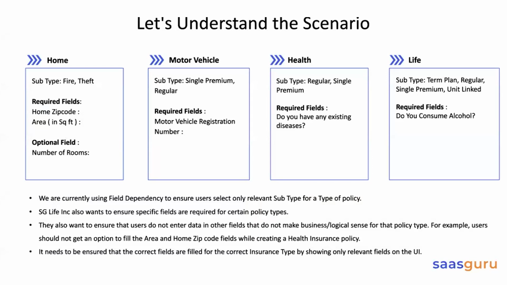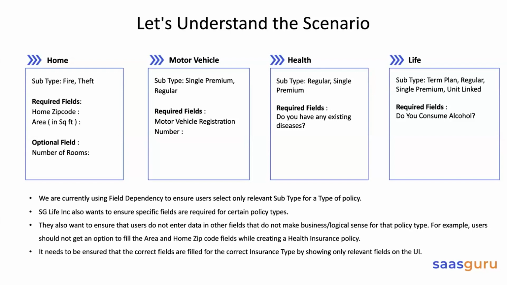Now let's understand the scenario in order to understand record types and page layouts. Current state: AG Insurance Company is selling 4 different types of insurances, right? Home, motor vehicle, health, and life. The information corresponding to the type of insurance that they are planning to sell can differ. For example, if they're planning to sell home, a couple of attributes that are required to be populated by the insurance agent could be home zip code, area and square feet.